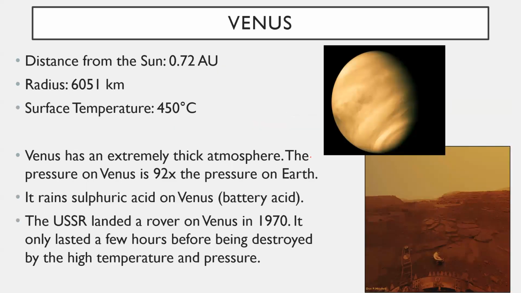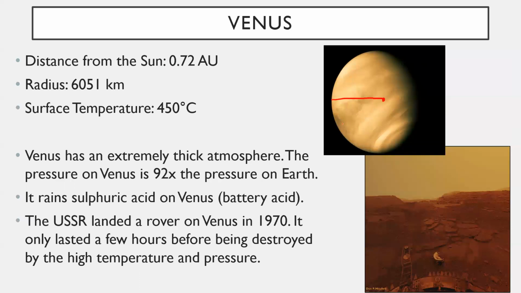Venus, this is the second planet from the sun. The distance from the sun is 0.72 AU, so about 72% of what it is for Earth. So a fair bit closer to the sun, of course. The radius of Venus, so again, from the center to the outside of Venus, is 6,051 kilometers. So obviously much bigger than Mercury. It's over twice as wide as Mercury is.